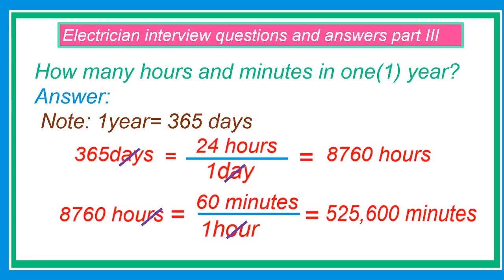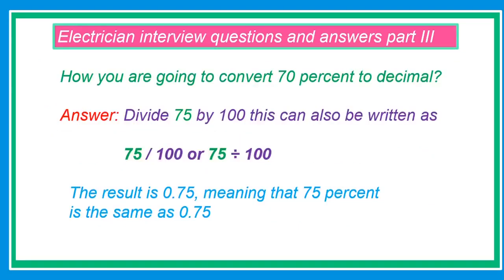Next question. How many hours and minutes in 1 year? Note, 1 year is equal to 365 days. 365 days equals 24 hours over 1 day. We are going to cancel the days to become hours. 365 times 24 hours equals 8,760 hours. 8,760 hours times 1 hour is equal to 60 minutes. To become minutes, we are going to cancel the hours. 8,760 times 60 minutes equals 525,600 minutes.